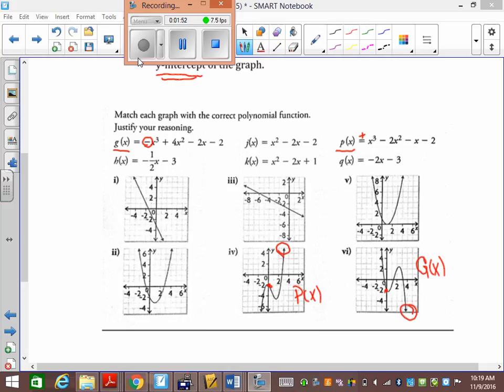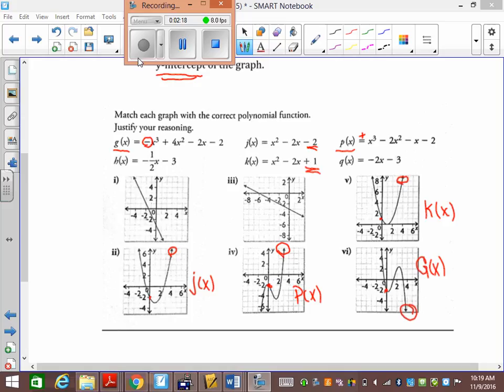Then let's go to the squareds. How can I tell the difference between the squareds? The y-intercepts, because they both have positive leading coefficients, so they both end up positively on the right, so that didn't narrow it down. But this one has a y-intercept of 1, and so does this one. So this is k of x, and this is j of x, because -2.